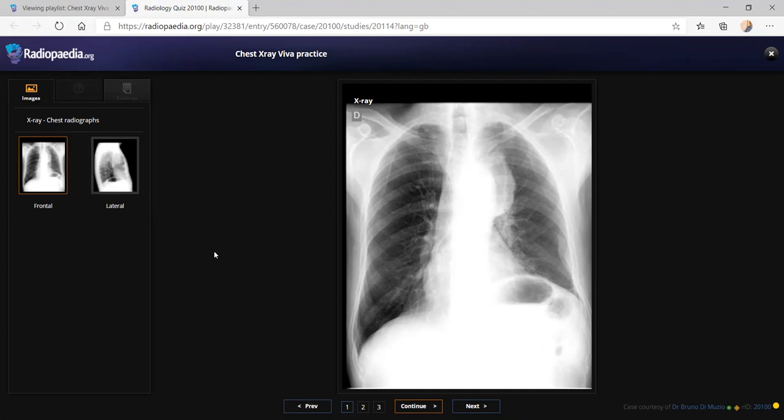So this is a 45-year-old male. Do you want to give a primary diagnosis? For a 45-year-old, my primary diagnosis will be either a thymoma or a lymphoma.